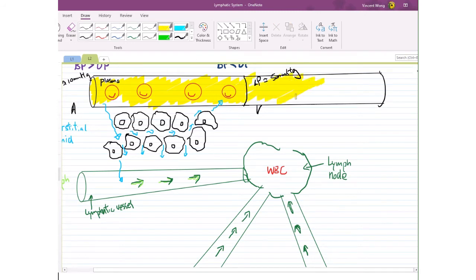What happens is then the lymph is going to continue forward, and eventually it is going to merge with your vena cava, and that's how the lymph is going to return to your circulation.